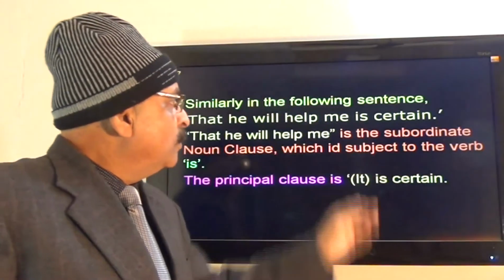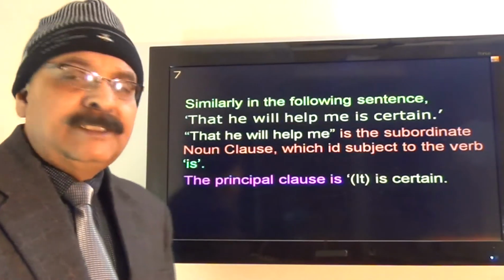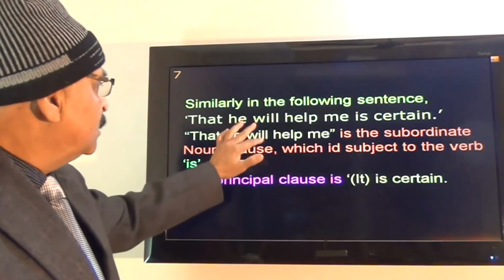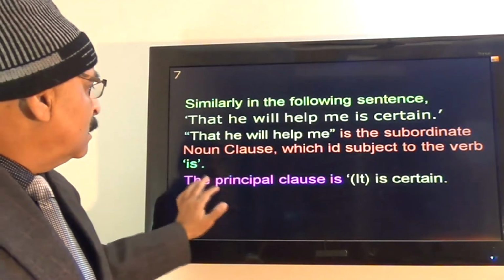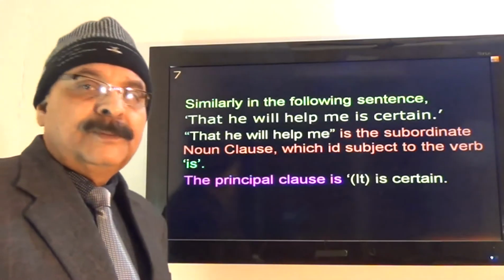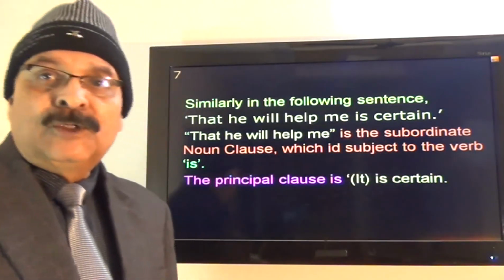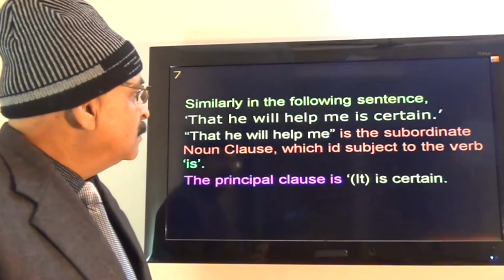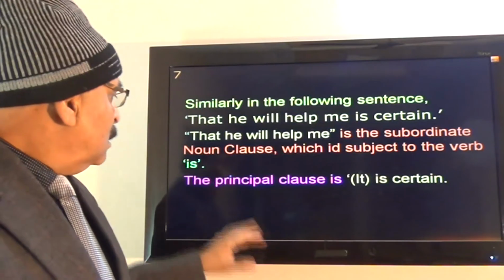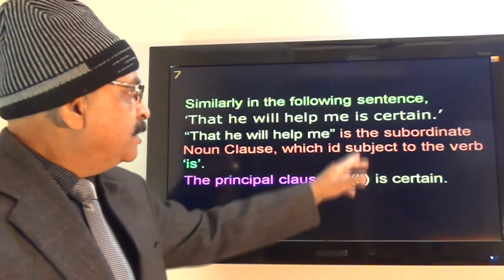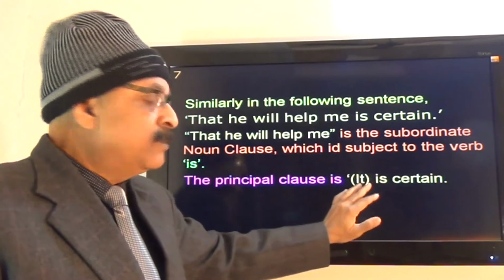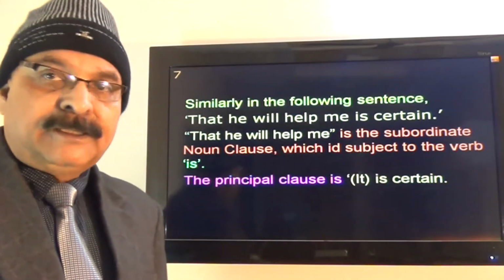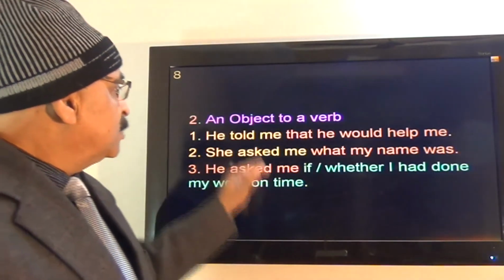And similarly in the following sentence, that he will help me is certain, right? That he will help me is the subordinate clause, and the verb is. The principal clause is certain. So it becomes the subject to is. Something is certain, you can say. The principal clause is, you will put it here. When you take out the principal clause, it won't stand without it. So in bracket you will write it. It is certain.